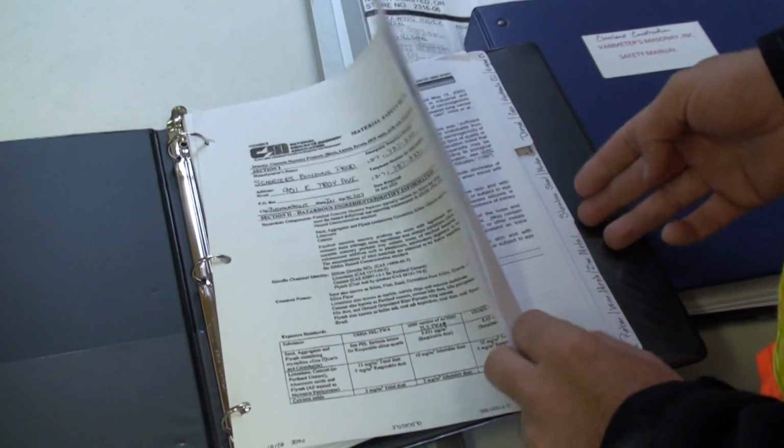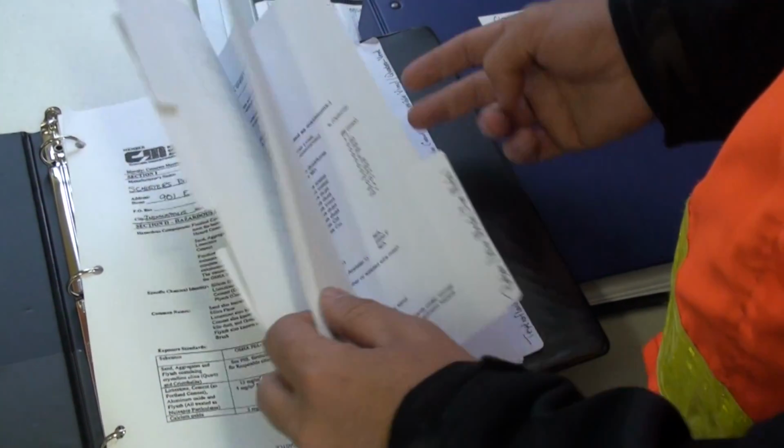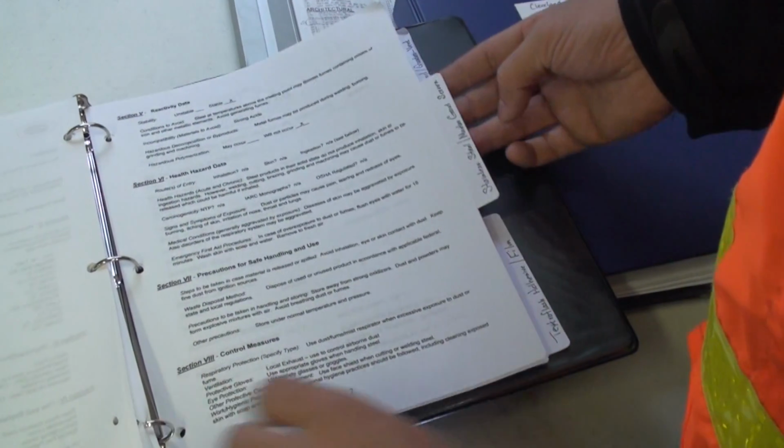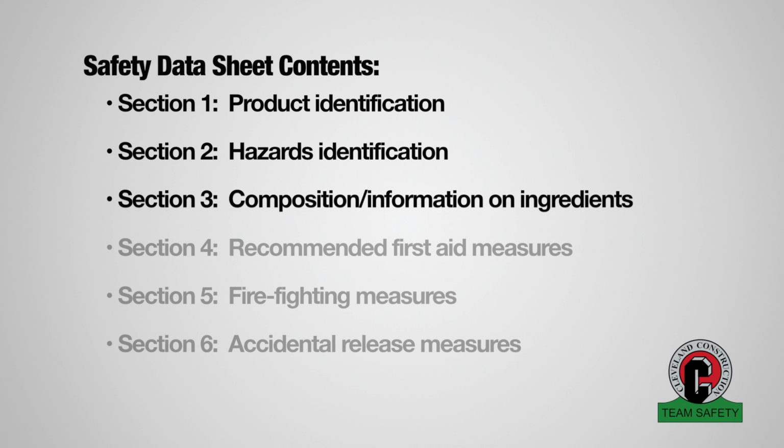Inside the SDS, you will find details on all the hazardous chemicals on the job site. SDS sheets will vary slightly in appearance, but always contain 16 sections. Section 1 includes the product identification. Section 2 includes hazards identification. Section 3 identifies the composition and information on ingredients. Section 4 includes the recommended first aid measures.